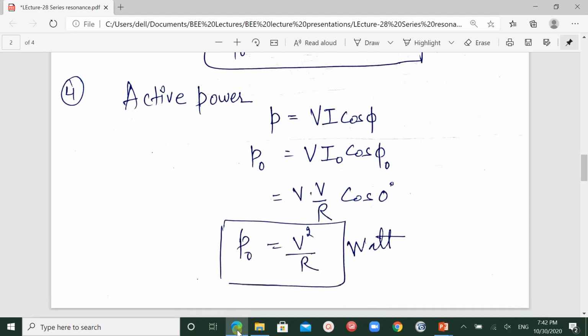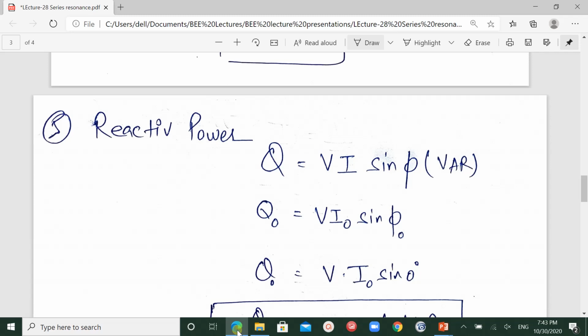The next term which we find is active power. P is equal to VI cos phi. Power at resonance, P naught, is equal to V I naught cos phi naught. We put the value of I naught, which is V upon R, and cos phi naught equal to 1. We put these values and get P naught equal to V square upon R.